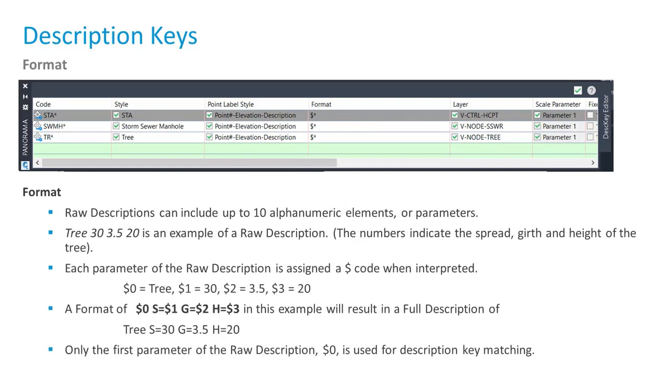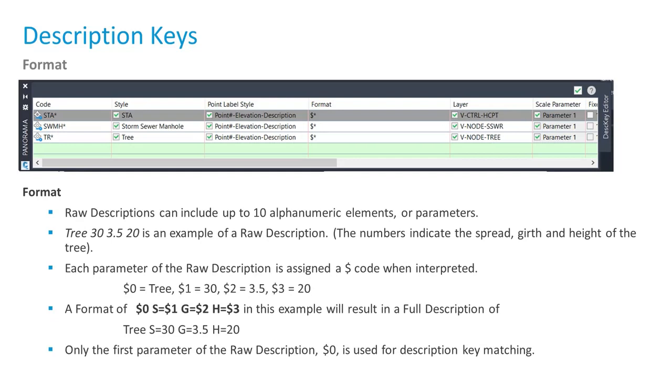Raw descriptions can be entered in the field when carrying out a survey. The raw description can contain up to 10 separate alphanumeric elements or parameters. Tree 30, 3.5, 20 is an example of a raw description. The numbers indicate the spread, girth and height of the tree.